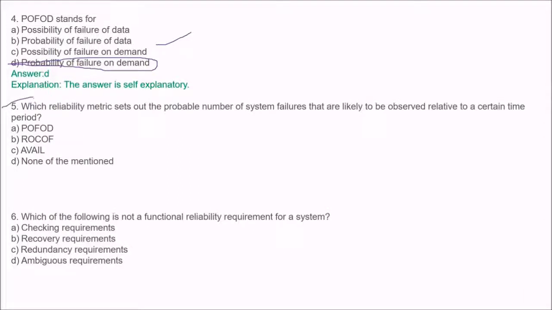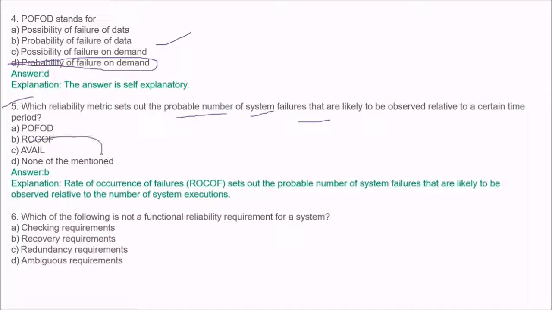Next, which reliability metric sets out the probable number of system failures that are likely to be observed relative to a certain time? What is this reliability metric? The statement is about reliability only, so we are talking about the reliability metric here. The metric that sets out the probable number of system failures likely to be observed relative to a certain time period is the ROCOF, that is, the rate of occurrence of failure. Rate of occurrence of failure sets out the probable number of system failures that are likely to be observed relative to the number of system executions.